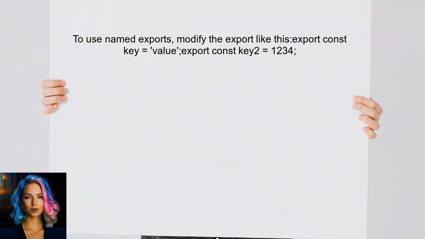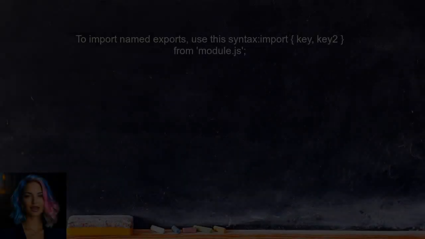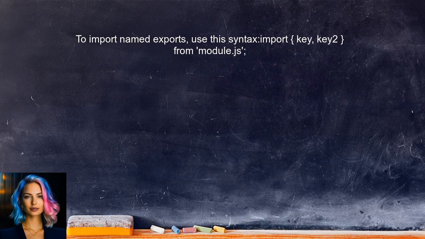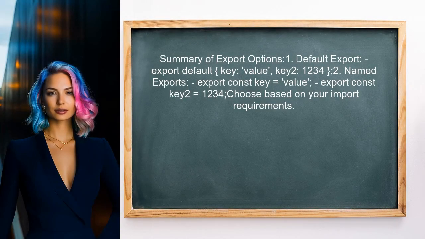If the user wants to maintain the ability to import specific keys directly, they can use named exports instead. This involves exporting each key individually. Then, the user can import these named exports using the following syntax, which allows them to access each key directly. In summary, the user can choose between default exports and named exports based on their needs. Each method has its own use cases.